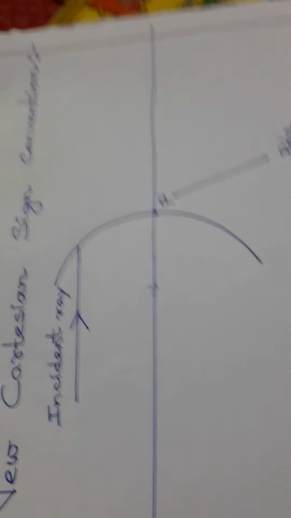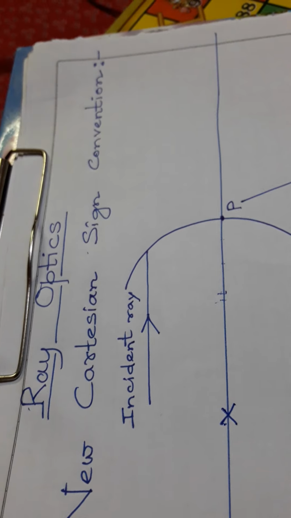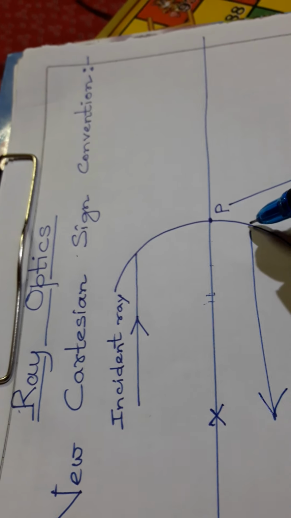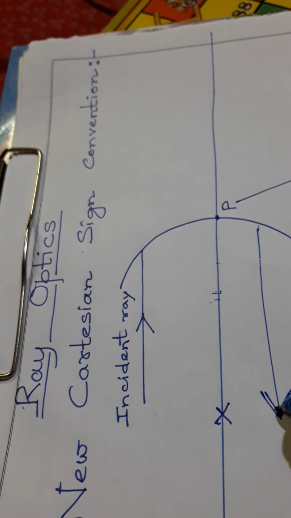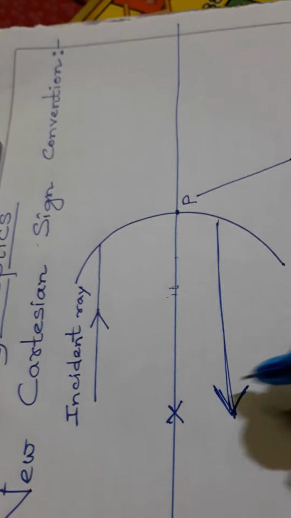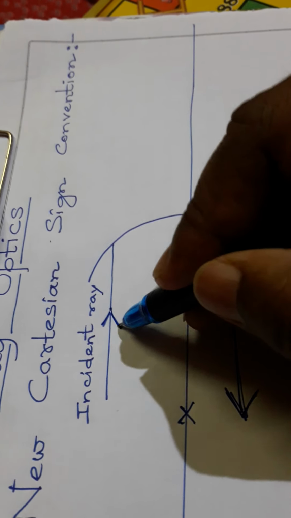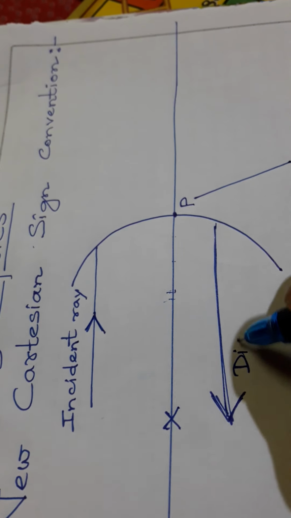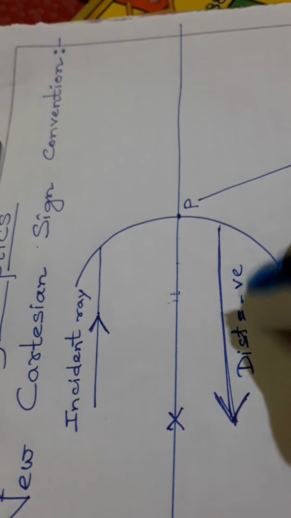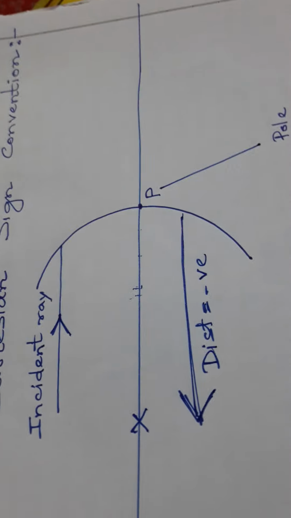Now suppose this is the object, something is kept here. The distance from the pole, this is the distance. Now whether it is plus or minus. Since the distance is measured opposite to the direction of the incident ray, this distance will be considered minus. Why is it minus? Because the distance is measured in the opposite direction of the incident ray.